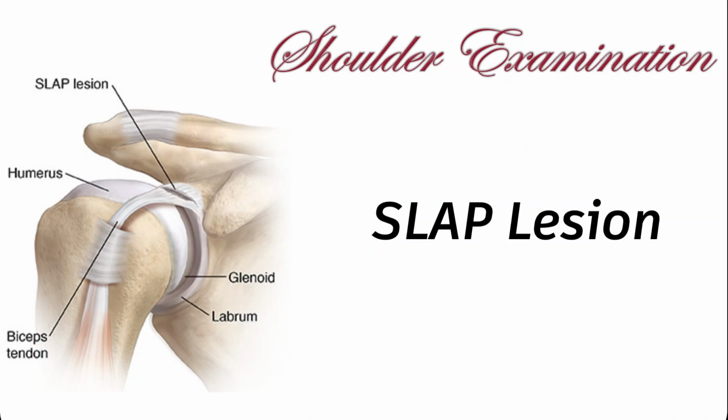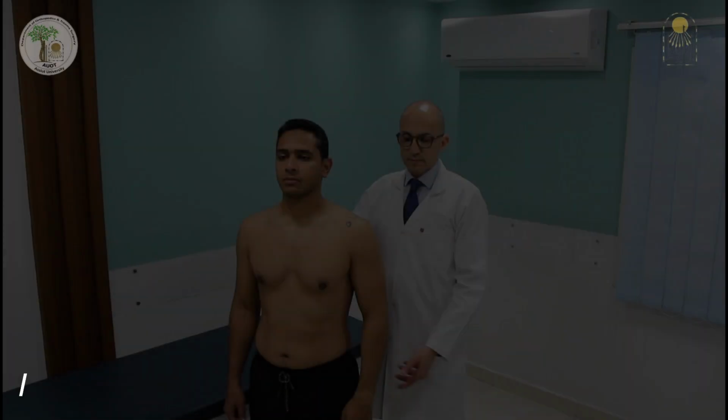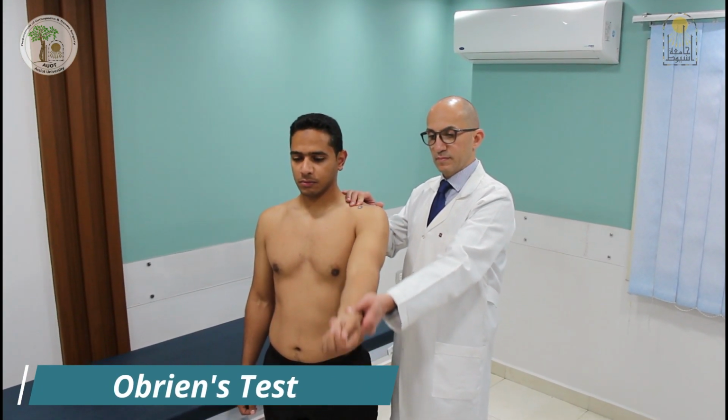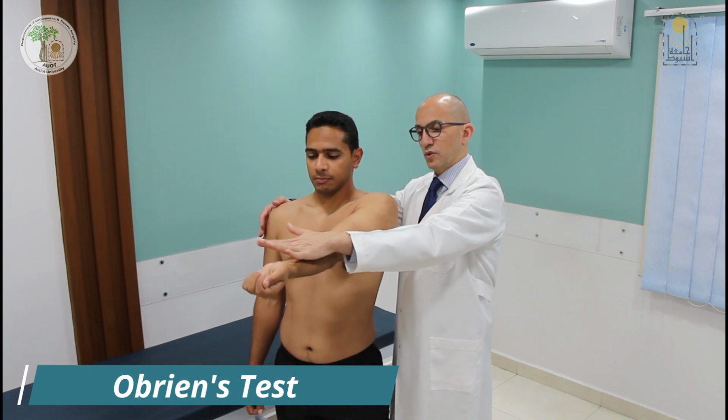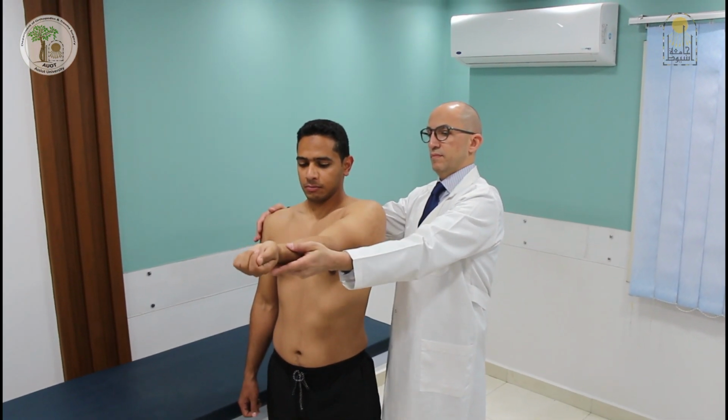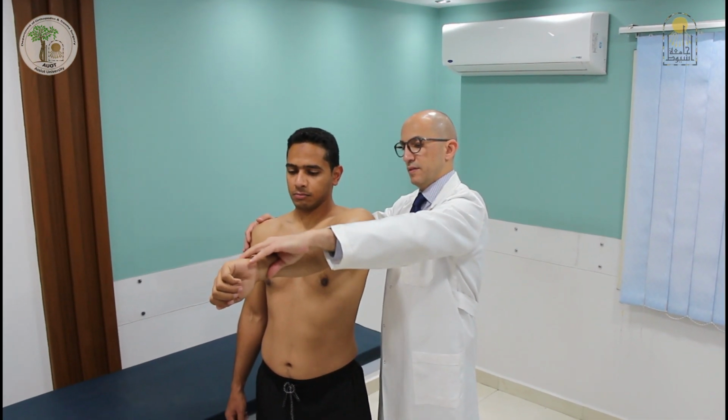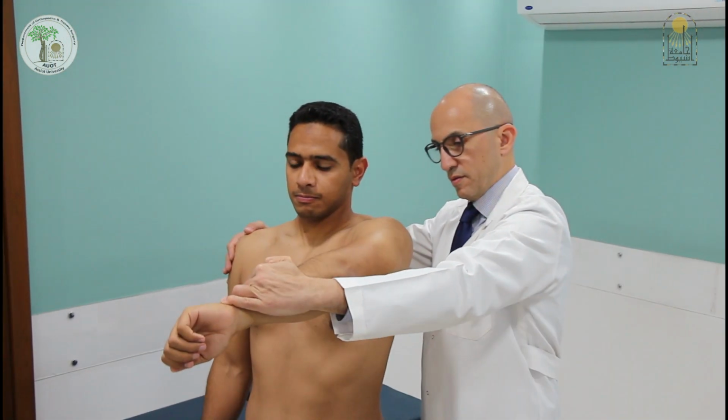For SLAP lesions, we do the O'Brien test, which is flexion to 90 degrees, adduction about 10 to 20 degrees, and then we push up, there's no pain. Once we do full internal rotation to squeeze the biceps tendon and then the patient pushes up, he gets deep-seated pain in the shoulder.